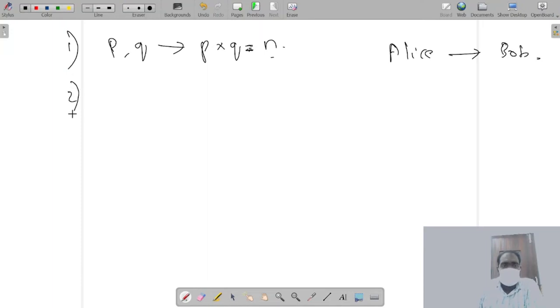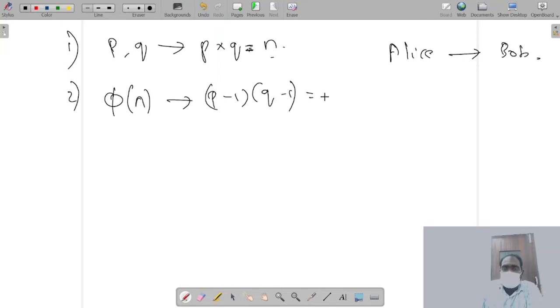All right. Now what we do is we use a function called phi of n, which means (p minus 1) into (q minus 1) is equal to phi of n. So this function calculates another number, phi of n, which is (p minus 1) into (q minus 1). Remember, this works only when p and q are prime.